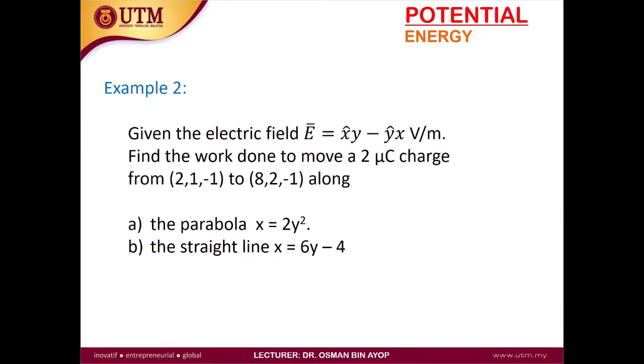Let's see example 2. Given the electric field E equal to y in the direction of x minus x in the direction of y volt per meter, find the work done to move a 2 microcoulomb charge from (2, 1, -1) to (8, 2, -1) along A, the parabola x equal to 2y squared, and B, the straight line x equal to 6y minus 4.